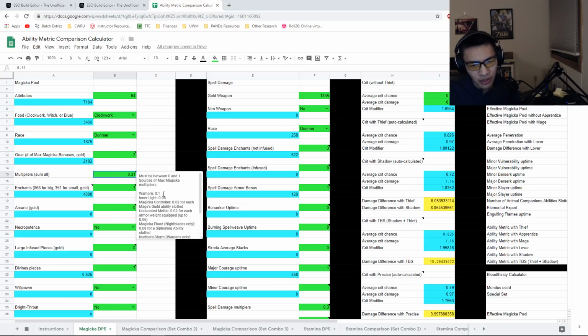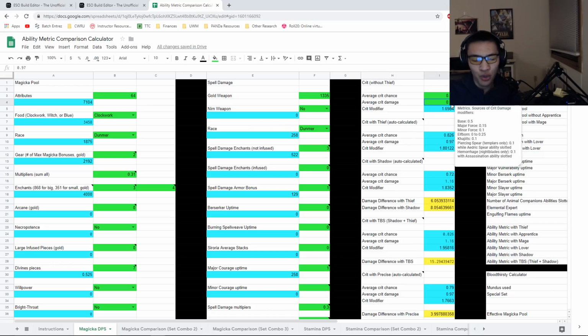So we have Warhorn, so that's where the additional 10% max Magicka comes from. And then over here, I am assuming that we have 33% Major Force uptime between everybody. I know that's a little bit on the conservative side. A lot of the better groups are able to get closer to like 40-45% Major Force uptime, but I decided to stick with around 33% uptime or so. Obviously, I can adjust this as needed.